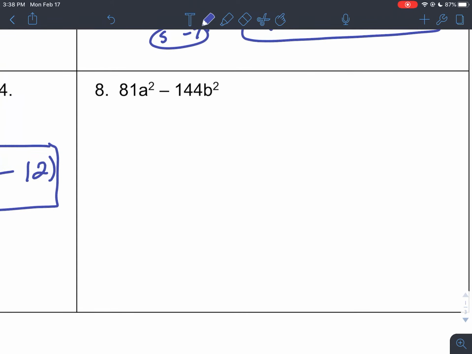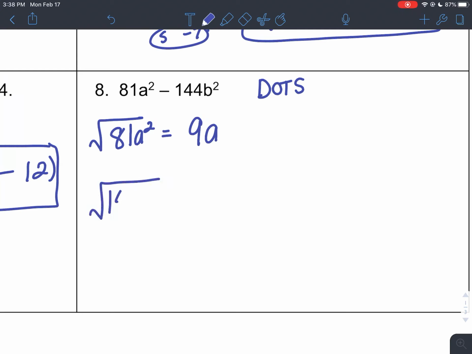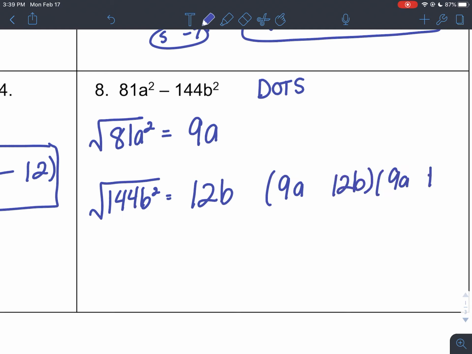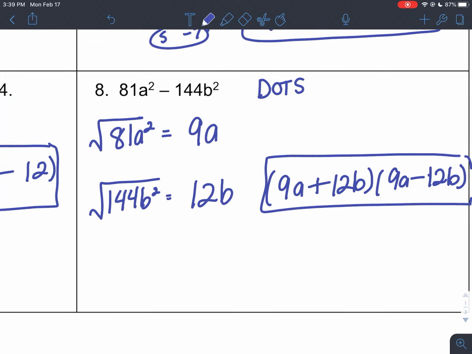Number 8, although it has some variables in it and numbers, this one actually also ends up being a difference of squares problem. If I take the square root of 81a squared, I end up with 9a, because the square root of 81 is 9 and the square root of a squared is a. If I take the square root of 144b squared, square root of 144 is 12, square root of b squared is just b. So I can write these out, 9a and 12b. 9a, 12b, one needs to be positive and one needs to be negative.